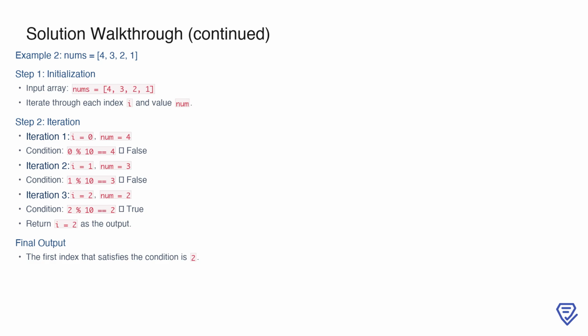The condition 1 % 10 equals 3 is also false. In the third iteration, i is 2, and number is 2. Here, the condition 2 % 10 equals 2 evaluates to true, so we return i equals 2 as the output.